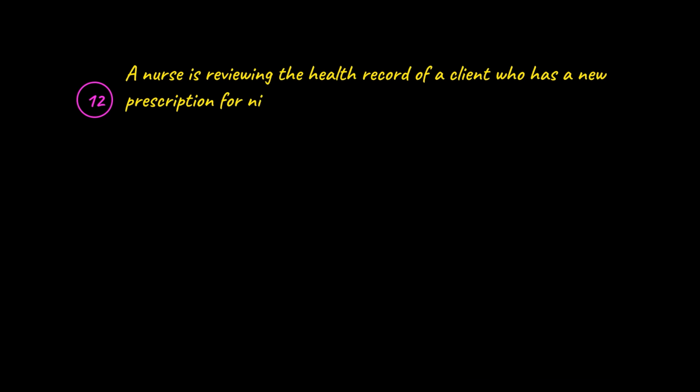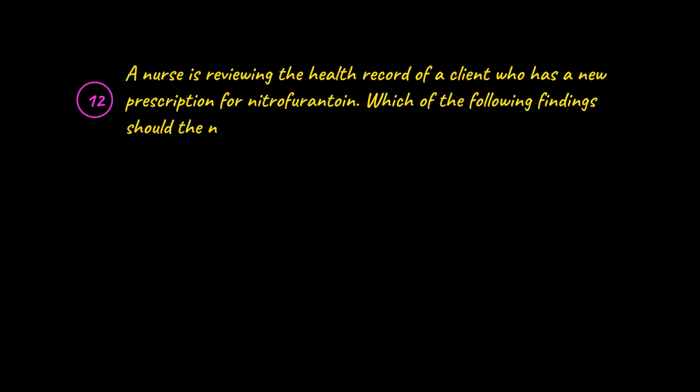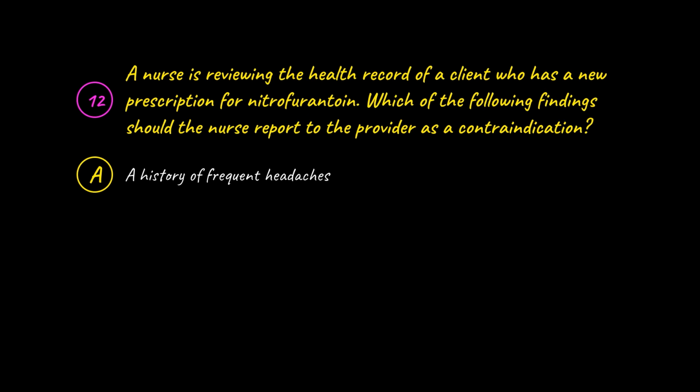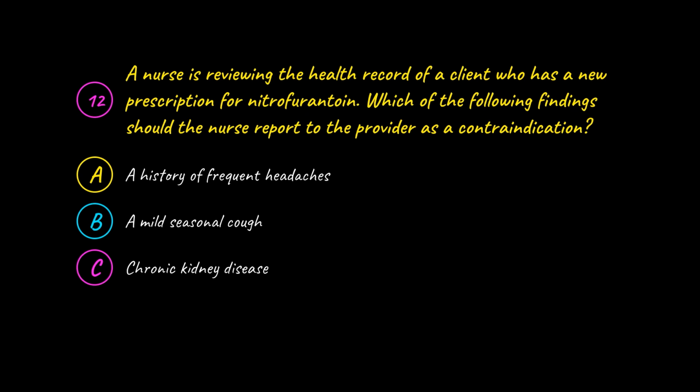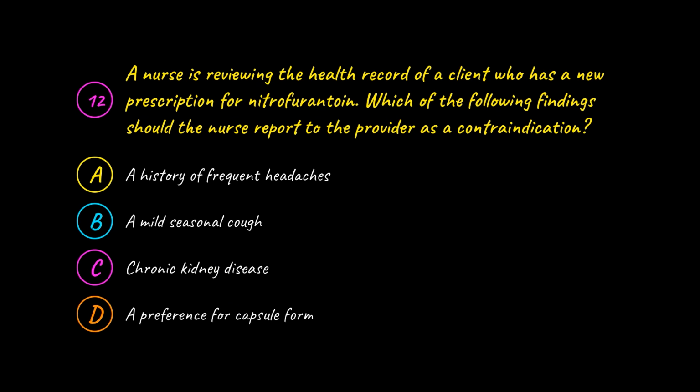Question 12. A nurse is reviewing the health record of a client who has a new prescription for nitrofurantoin. Which of the following findings should the nurse report to the provider as a contraindication? Your options are A. A history of frequent headaches, B. A mild seasonal cough, C. Chronic kidney disease, D. A preference for capsule form. What's your answer? Commit to one before I continue.